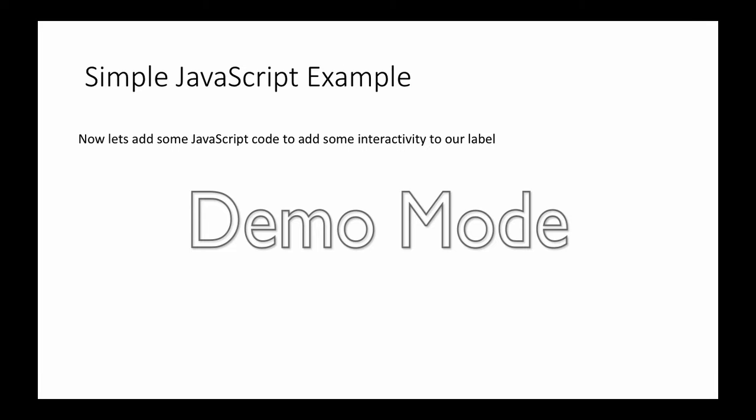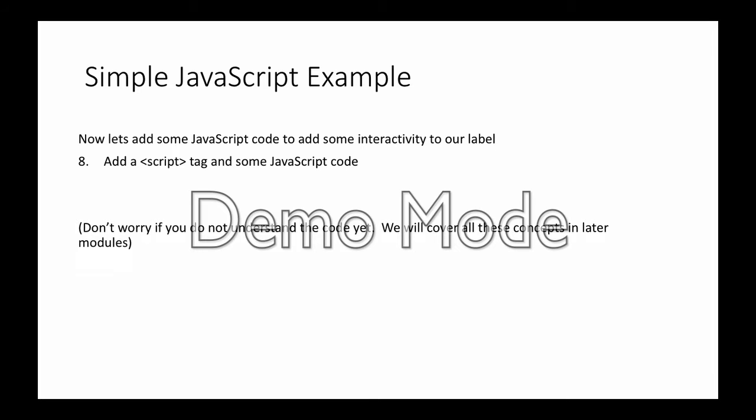Now we get to the very exciting part of this example. We are going to add some JavaScript code to get a bit more interactivity in our label. So the next thing we're going to do is to add a script tag, and then we will add some JavaScript code. Now, I haven't covered a lot on JavaScript code yet, so it's okay if you do not understand the code we're about to use as of yet. We will cover all of this concept in later modules, so please don't panic. Just go with the example and let's see JavaScript in action.